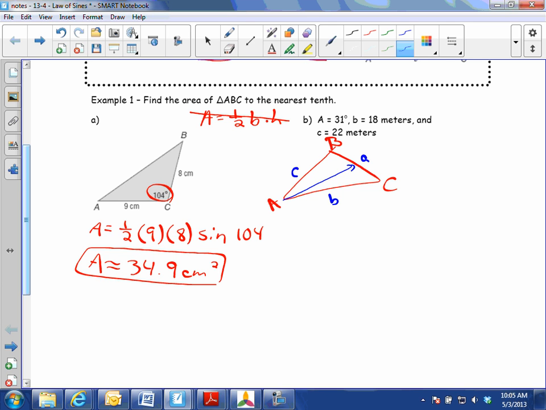Yep. Okay. Alright, so they give us this information. They say angle A is 31 degrees, so this angle is 31. Little b means a side, so this side is 18 meters, and little c means this side is 22. Alright, using our formula for sine, so we're trying to find the area, can we use this formula? Yes. How do we know that we can use this formula? Because they have an angle and two sides. Good, we've got an angle and two sides, and what do we know specifically about this angle? It's not a right angle. Okay, true. What else?